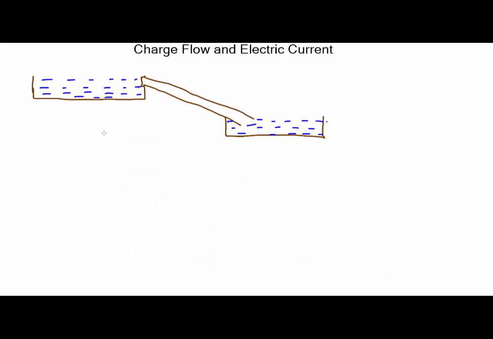Since none of us have seen charges actually flowing with our own eyes, it's a little hard to visualize, so I will start with using the example of water and use the gravitational analogies to introduce the concepts of charge flow and current. So let's say we have two reservoirs of water over here. One is higher than the other.